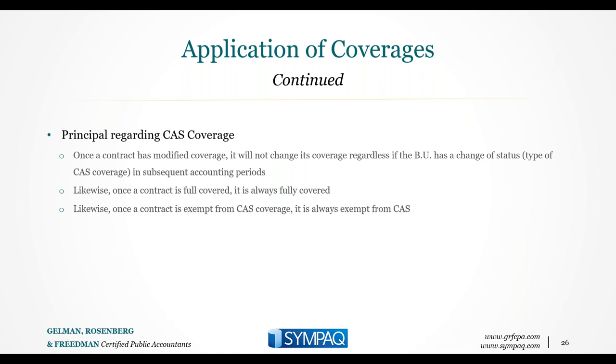So the principle, as we keep rehearsing, it's almost like we know what we're going to say. The principle regarding CAS coverage: once the contract is modified, it keeps its same nature and will not change, regardless of whatever happens within that business unit regarding subsequent accounting periods, or even during a period where you could be modified CAS and all of a sudden you get this one large full CAS coverage. So lots of things can go on, and that's why you have to be aware of it. And you really need a list to keep track of all this stuff. And it's very, very important.